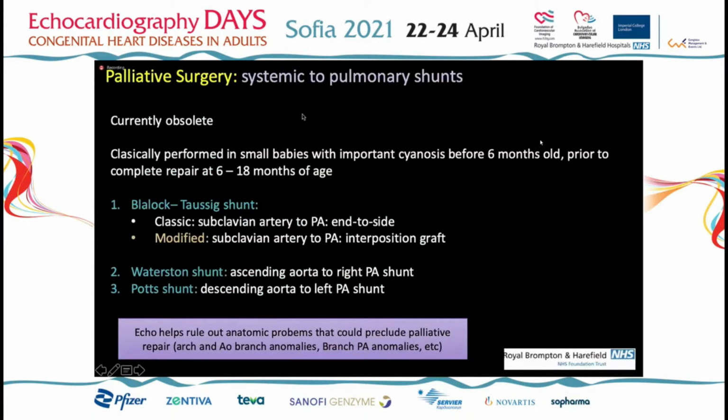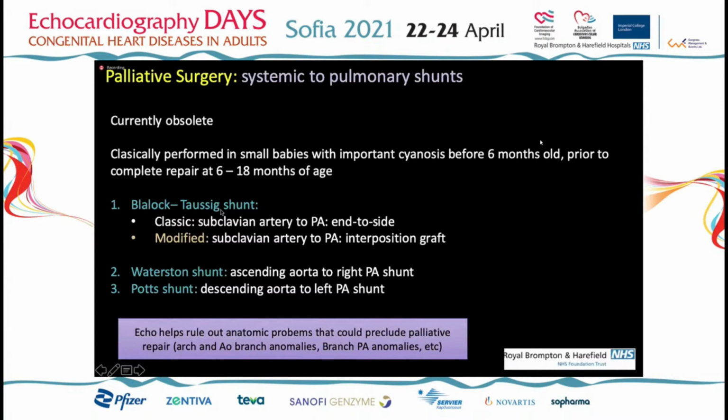So years ago, and in some countries still to date, systemic to pulmonary shunts are the preferred option to palliate the patient until he grows enough to undergo surgery. Usually these are done if the baby is very cyanosed, before 6 months of age. And there were different types of shunts that basically all created a left to right shunt, from the aorta or one of its branches into the pulmonary arteries.